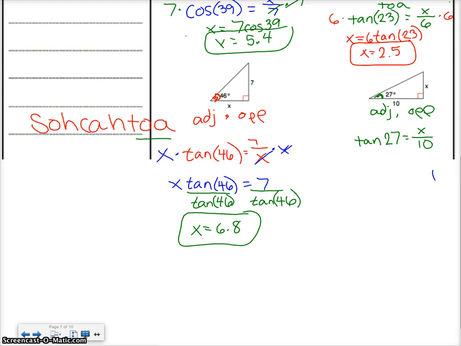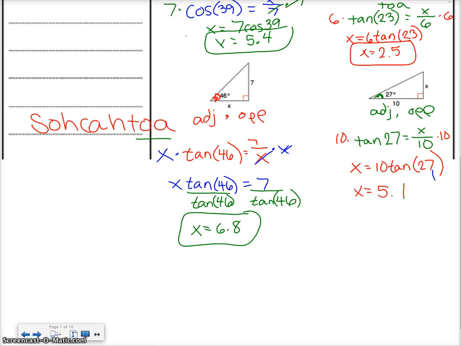Now what do I do? Times by 10. Yep. Times by 10 to both sides. And x equals 10 tan 27, which just means 10 times tangent 27. 10 tan 27 is 5.1 rounded.